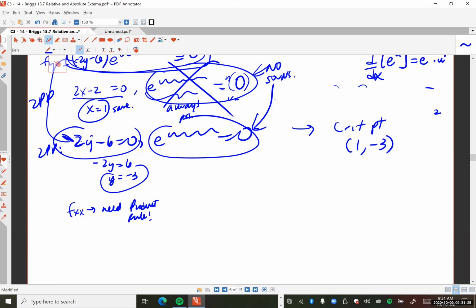Because it's two functions of x. So you're going to first take the derivative of 2x minus 2 with respect to x, and that's a 2, and then times the g, that's e to the blah, blah, blah, plus, and now the 2x minus 2 stays itself, and you take the derivative of e to the blah, blah, blah with respect to x, but that's e to the blah, blah, blah times 2x minus 2, okay?